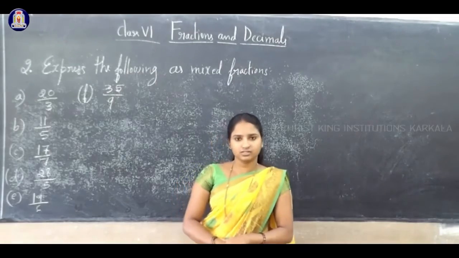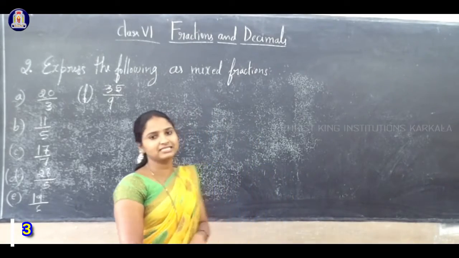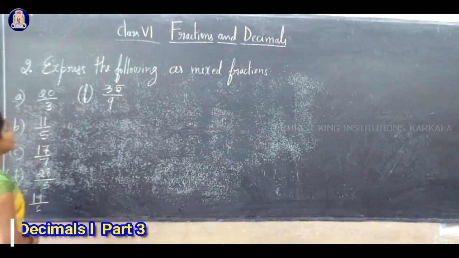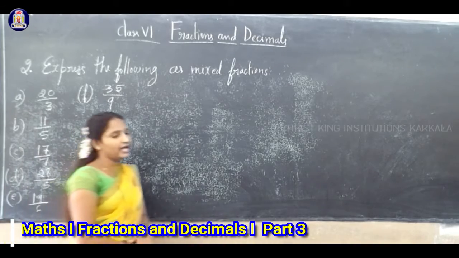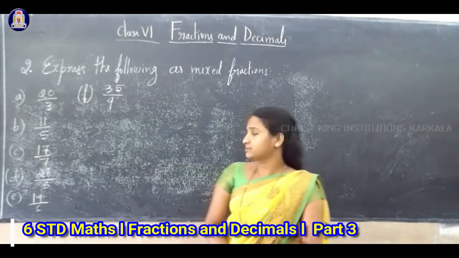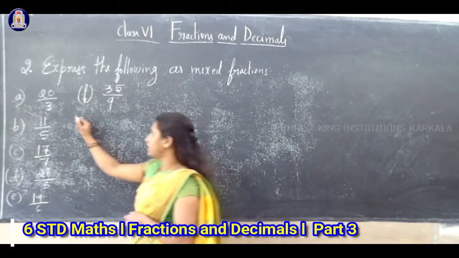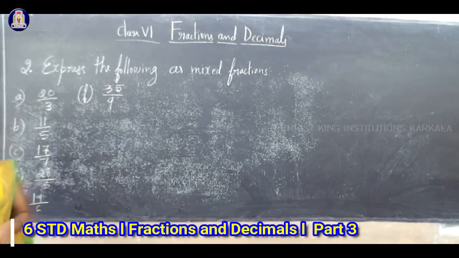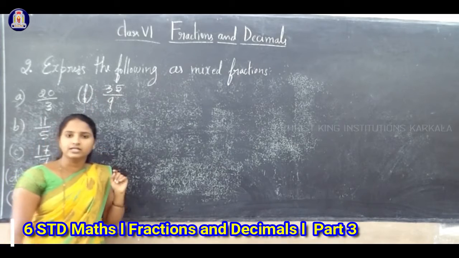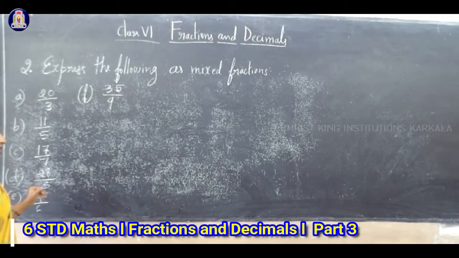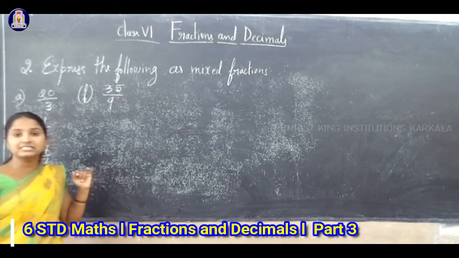Okay, the next question in fractions and decimals. That is the second question: Express the following as mixed fractions. In this, the first one is 20 by 3, and then 11 by 5, 17 by 7, 28 by 5, 19 by 6, and 35 by 9. These given fractions we must write as mixed fractions.